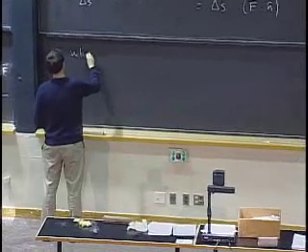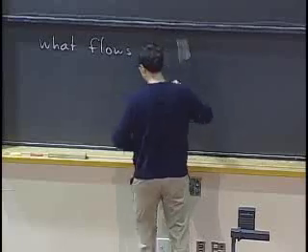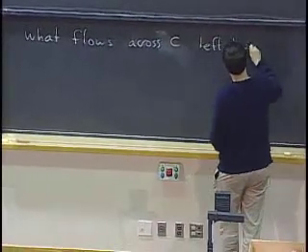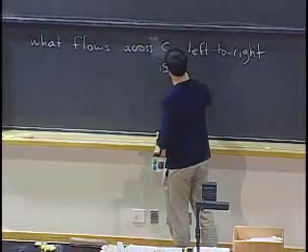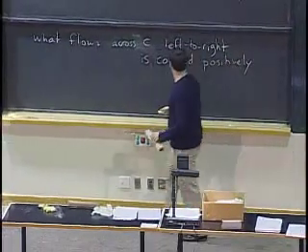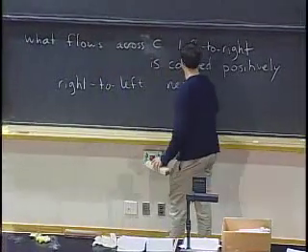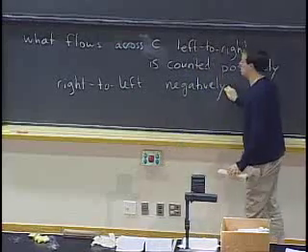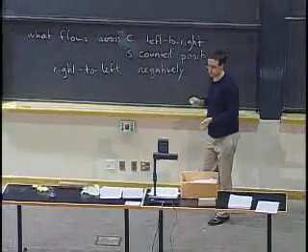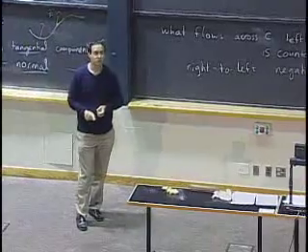Okay, so what flows across C from left to right is counted positively, while what flows right to left is counted negatively. So in fact, it's the net flow through C per unit time. Any questions about the definition or the interpretation or things like that?